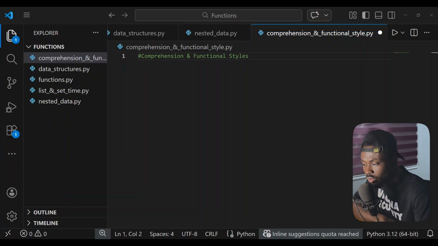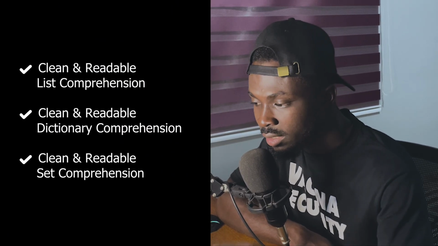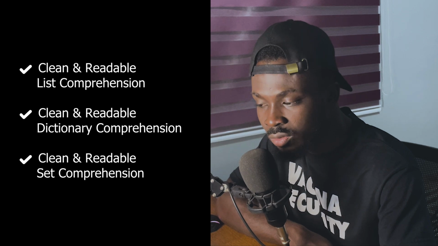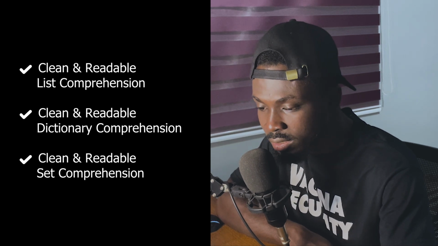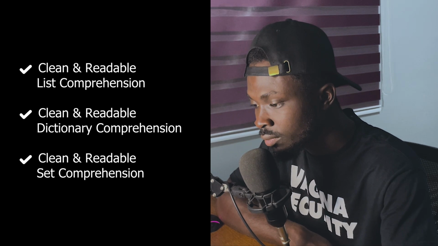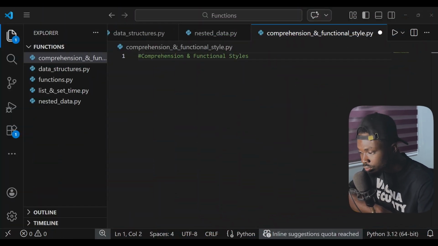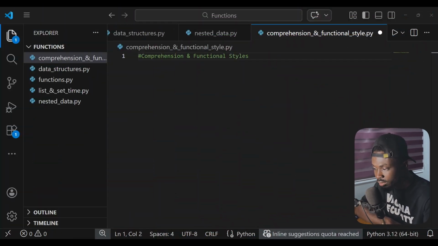You will learn how to draw a clean and readable list, dictionary, and set comprehension. You will know how to use nested comprehension. And then you will learn how to use map, filter, and reduce correctly. These are the functional styles: map, filter, and reduce. After this course, you'll be able to decide when comprehensions are better than loops.